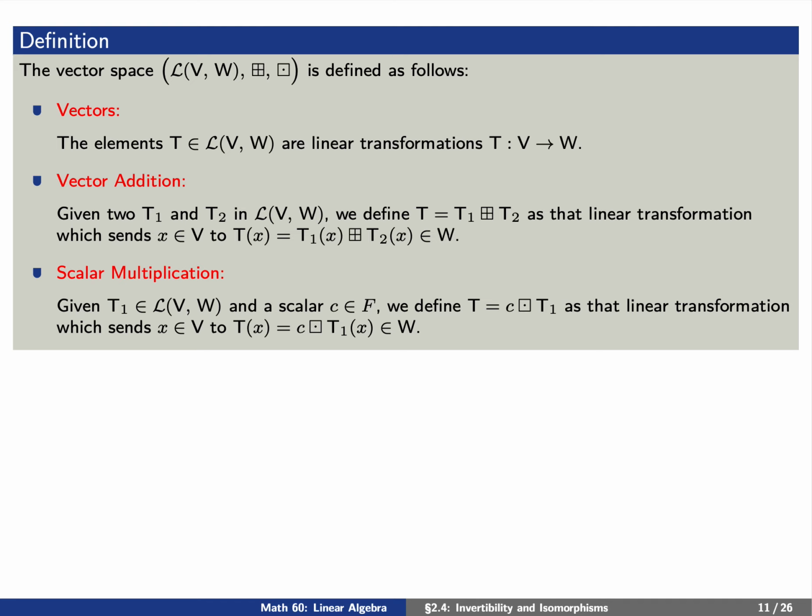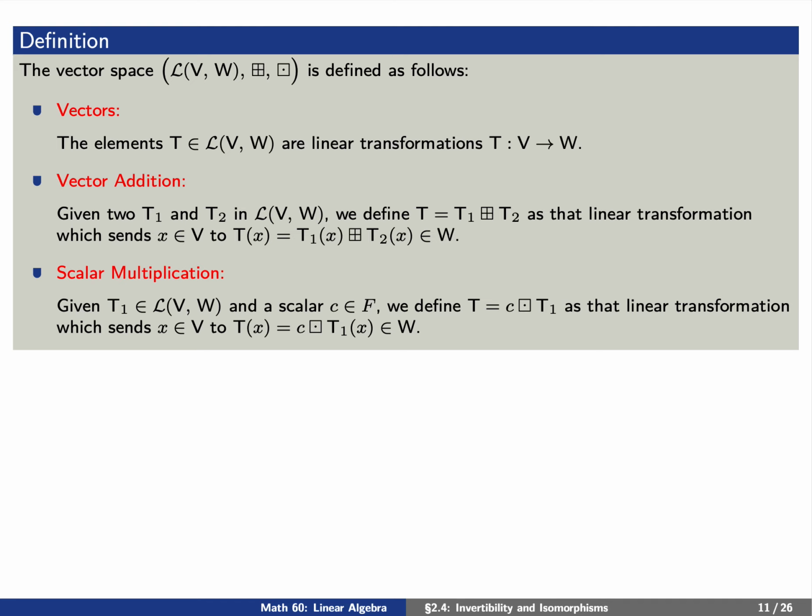Recall that this script L of V, W is defined as follows to turn it into a vector space. The elements of this set are just the linear transformations from V to W. By addition of two linear transformations, we'll define it as follows. Say that T1 and T2 are two linear transformations from V to W. We'll define T1 plus T2 as follows. It's that map that takes a vector X from the domain V and returns T1 of X plus T2 of X as an element of the codomain W.